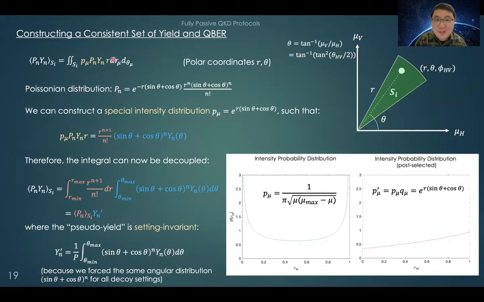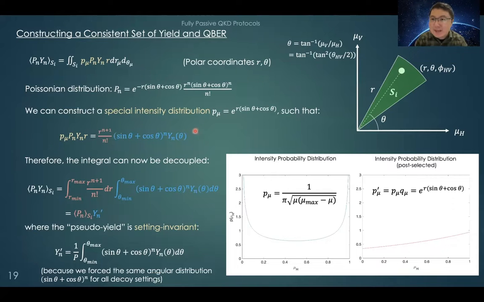So if we look at the integrand in terms of the polar coordinate, we see that it actually consists of 4 different terms. This is the actual intensity probability distribution. This is the Poissonian distribution for the photon numbers, and this is the Yn, which is actually the photon number yield, and r that comes from the coordinate change. If we look at the Poissonian distribution, we see that it contains 2 different parts, an exponential part times a polynomial part. So the idea is that if somehow we can magically find this special intensity distribution that takes this exponential form, it will cancel out with the exponential form in the Poissonian distribution, and we'll end up with a very beautiful form for that integrand, which is simply a decoupled product between the radial portion and also the angular portion.